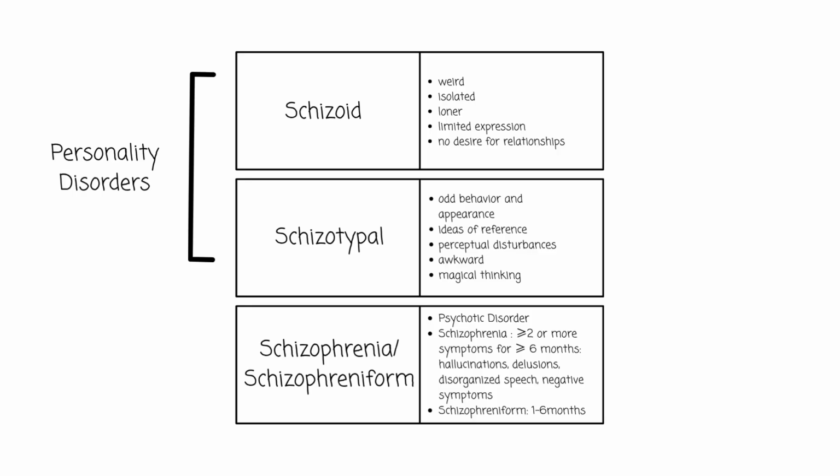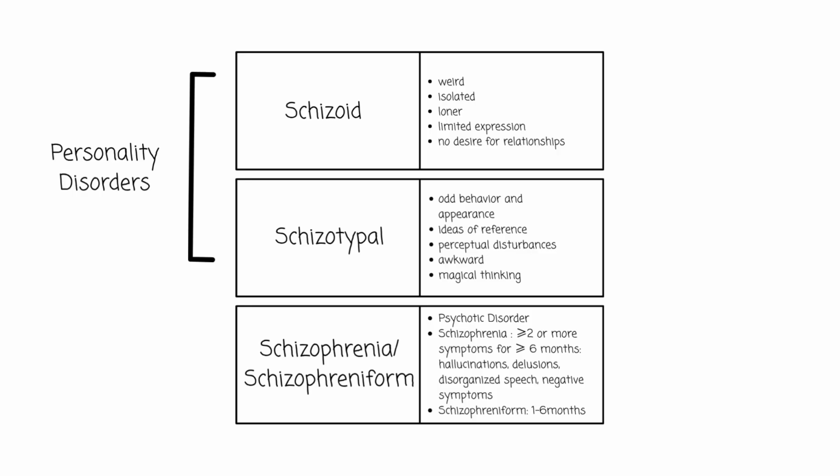Now, with schizoid personality disorder, question stems will typically present these patients as weird, isolative, and generally loners. And the big high yield fact for schizoid personality disorder is that these patients really have no desire for relationships. Now, with schizotypal, the question stems present them as having odd behaviors and odd appearances.